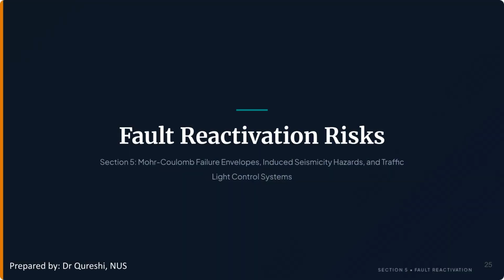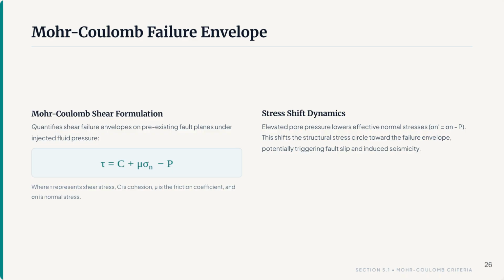The next section focuses on fault reactivation risks, specifically analyzing Mohr-Coulomb failure envelopes, induced seismicity, and the application of traffic light control systems. The Mohr-Coulomb shear formulation quantifies failure on pre-existing fault planes. Elevated pore pressure reduces effective normal stress, pushing the stress state toward the failure envelope and increasing slip risk.